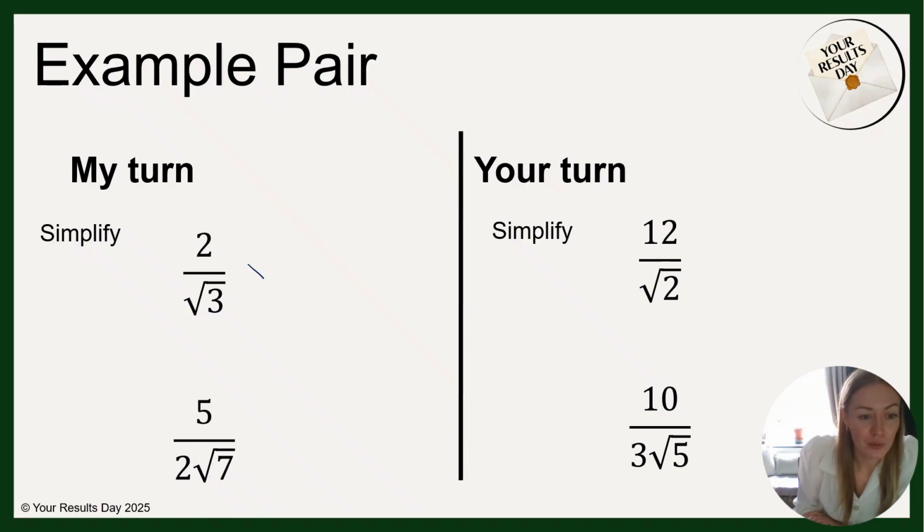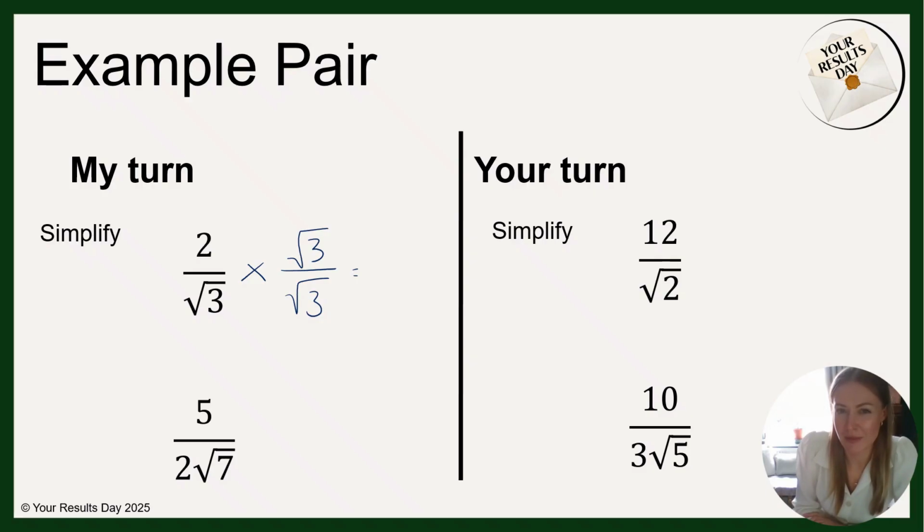To do that, we are always going to multiply by the surd over itself, because we know anything divided by itself is equal to 1. So that means I'm only multiplying by 1, which will just get me the same answer. So I'm not changing the value of the surd, I'm just manipulating it and changing the way it looks.